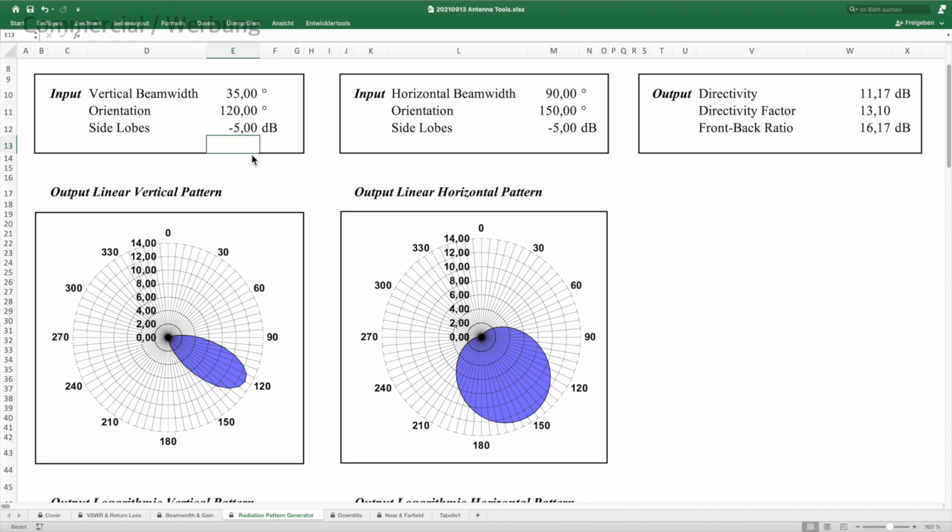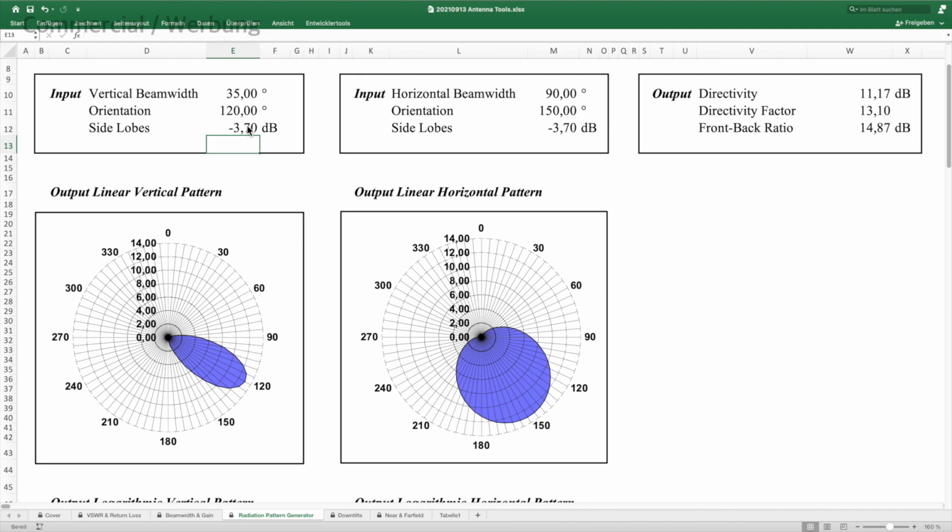What's left to explain here is that we can insert the side lobes level. The tool doesn't simulate the actual side lobes, it is just giving the maximum side lobe level. For planning purposes, this is usually the better assumption, because if you mount your antenna to a pole or a wall, you never know exactly the direction of your side lobes.